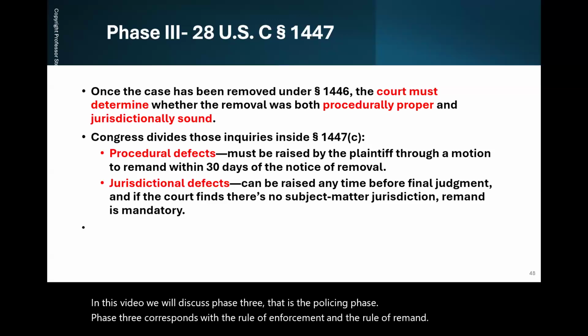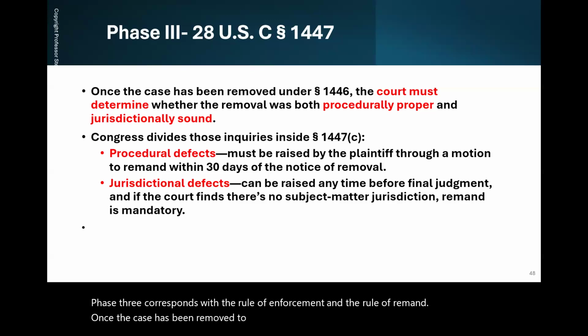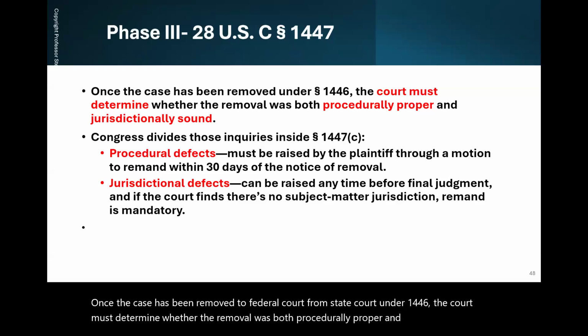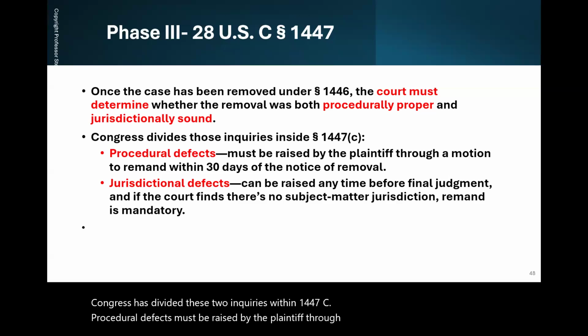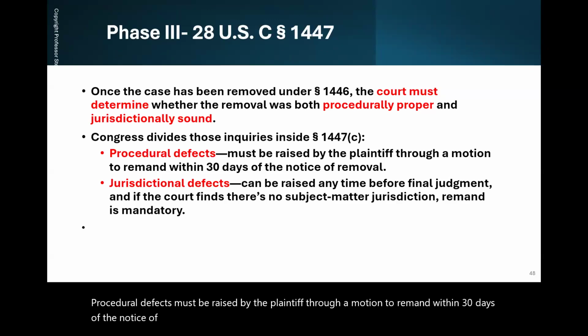Once the case has been removed to federal court from state court under 1446, the court must determine whether the removal was both procedurally proper and jurisdictionally sound. Congress has divided these two inquiries within 1447C. Procedural defects must be raised by the plaintiff through a motion to remand within 30 days of the notice of removal. Jurisdictional defects, like lack of subject matter jurisdiction, can be raised at any time before final judgment.